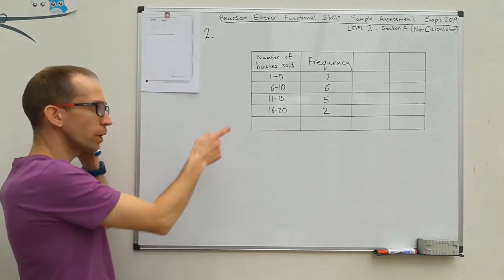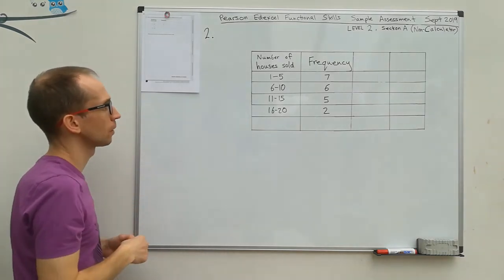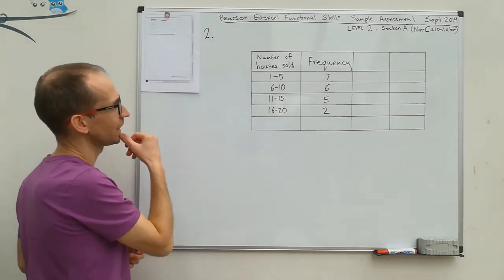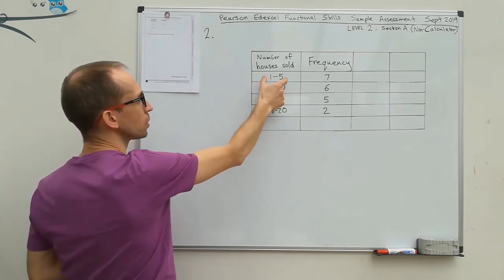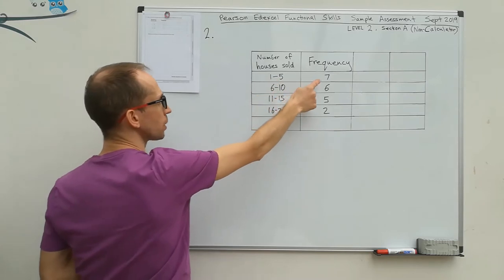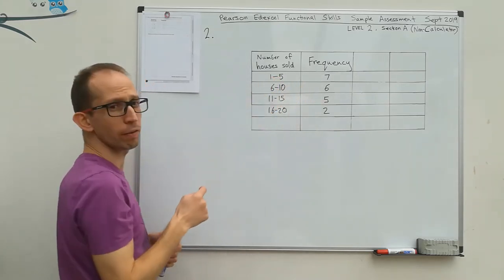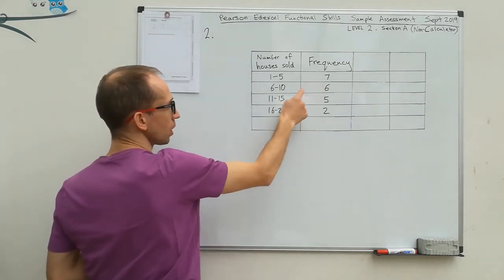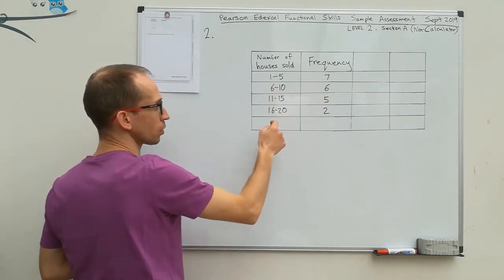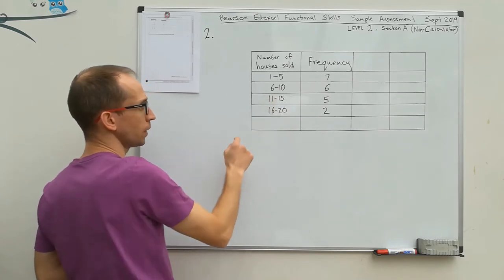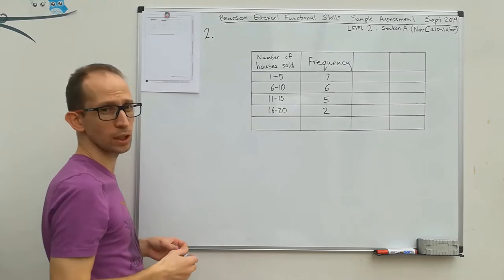Okay. Well, first of all, let's try and understand this table that they've given us. So what this is saying is, here, the number of houses sold 1 to 5. So there were 7 salespeople that sold between 1 and 5 houses. 6 salespeople sold between 6 and 10 houses. 5 salespeople sold between 11 and 15 houses, and 2 salespeople sold between 16 and 20 houses.